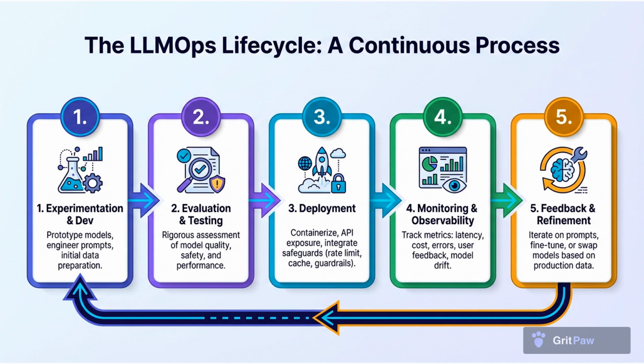Once validated, we enter deployment, where the LLM service is containerized and exposed via an API, incorporating all the safeguards we'll discuss. Post-deployment monitoring and observability become paramount. We track key metrics like latency, error rates, token usage, and user satisfaction, often with specialized LLM-aware tools. This monitoring feeds directly into feedback and refinement, where insights from production inform prompt engineering, fine-tuning, or even model selection. This continuous loop allows us to adapt to changing user behavior, mitigate new risks, and optimize performance and cost.